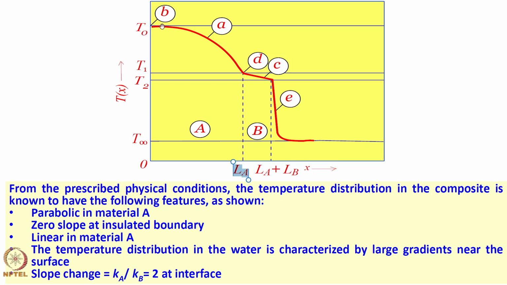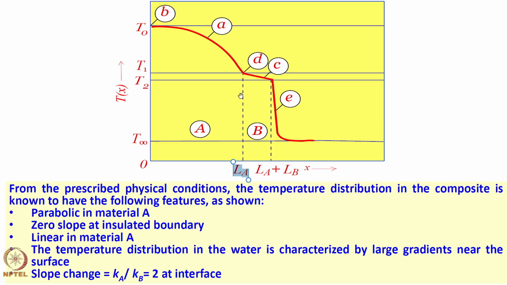Okay. So, if you do a numerical solution of this, the boundary condition dt by dx equal to 0 should translate to a flat profile at this location, flat at x equal to 0. Linear in material B, sorry, there is a typo here, it should be linear in material B. The temperature distribution in the water is characterized by large gradients near the surface, this is typically convection, and slope change is large at the interface, it is a ratio of the thermal conductivities, obviously, because heat coming in through material A is removed by material B.